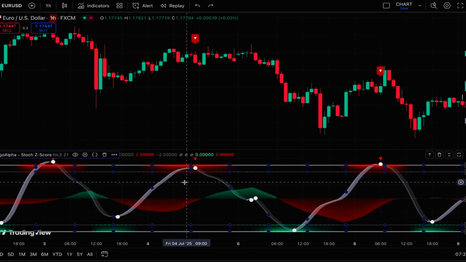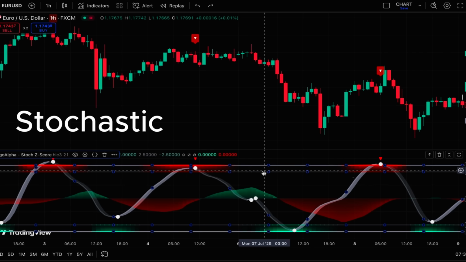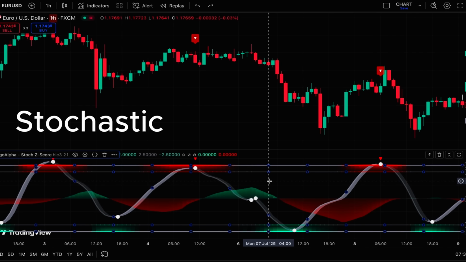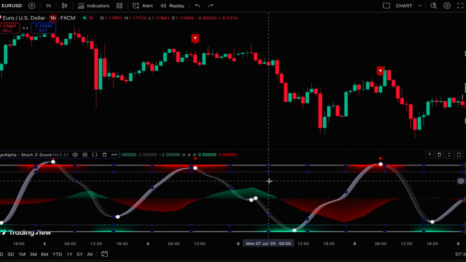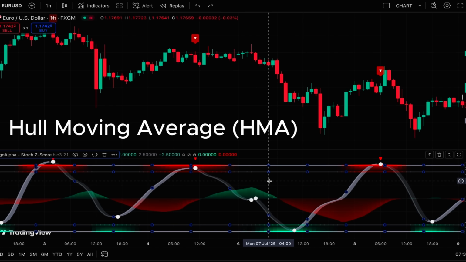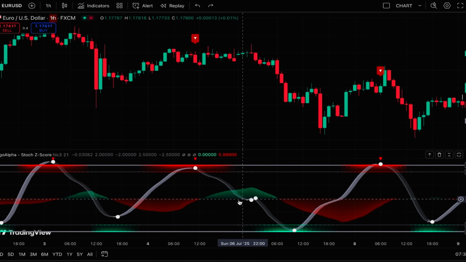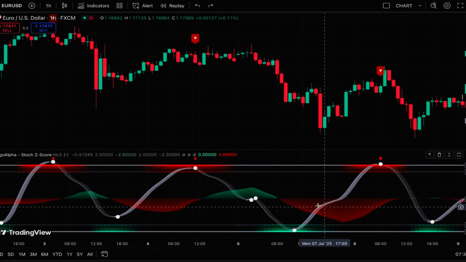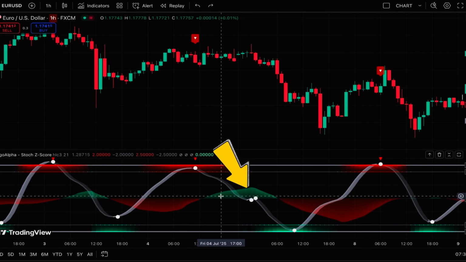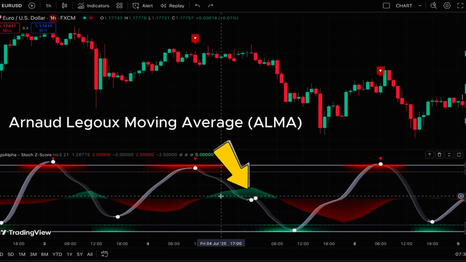Alright, after calculating the Z-score, the indicator uses the Z-scores in a stochastic function, so it creates a bounded range oscillator based on a stochastic function. And after that, to further reduce the noise, a Hull moving average is also applied. The result is this line and the oscillator that you see here, and there is also another component here, which is a histogram based on the Arnaud Legoux moving average, but this ALMA is calculated based on the Z-scores, and this will help us with longer-term momentum of the market.